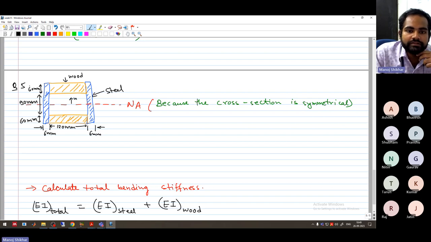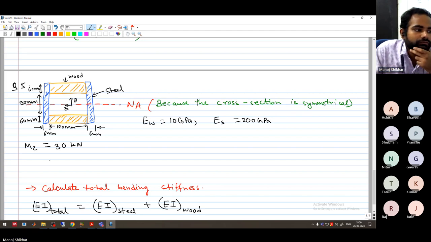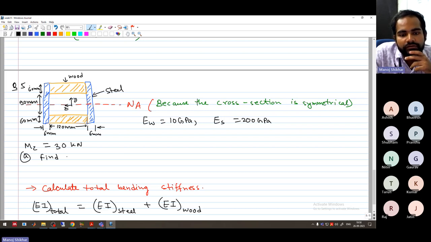This is your Y direction. This is your Z direction. And the other data is E of wood is 10 GPa. E of steel is 200 GPa. You have to find, they have given that it is subjected to moment Mz equal to 30 kilonewton meter. First is find curvature induced in beam.